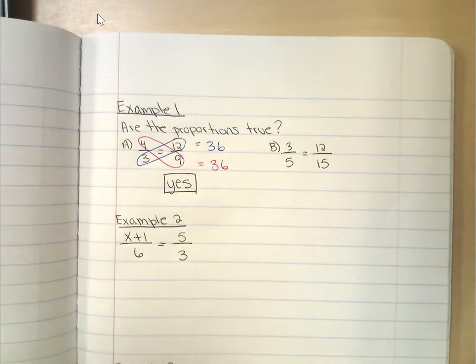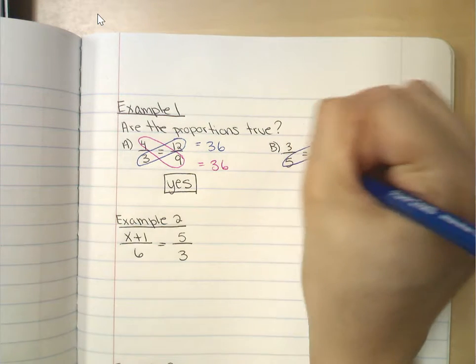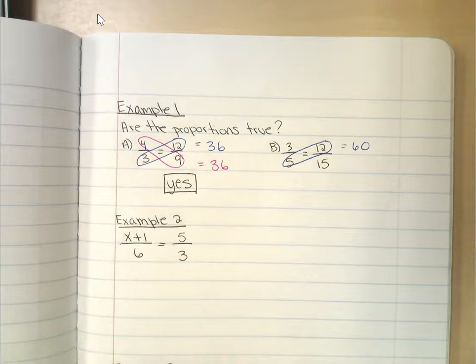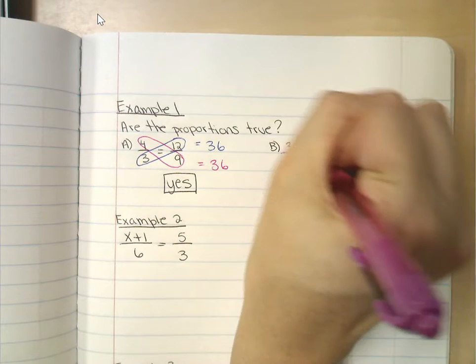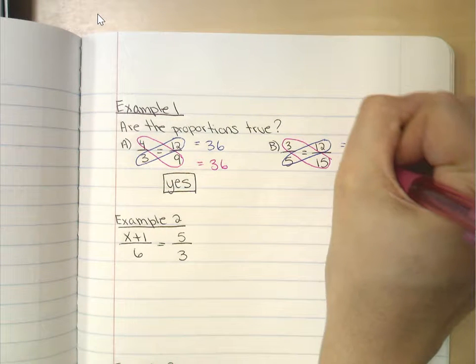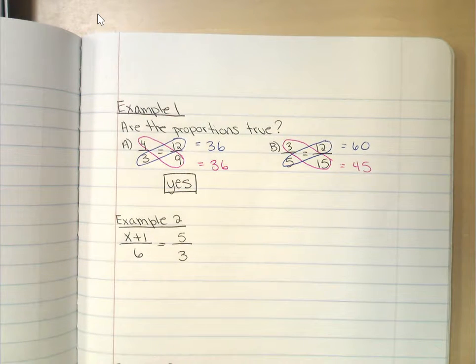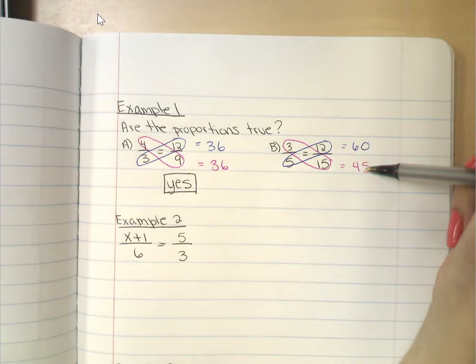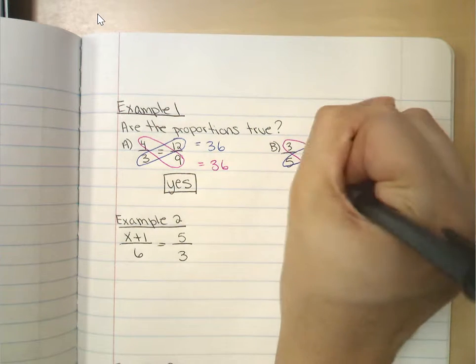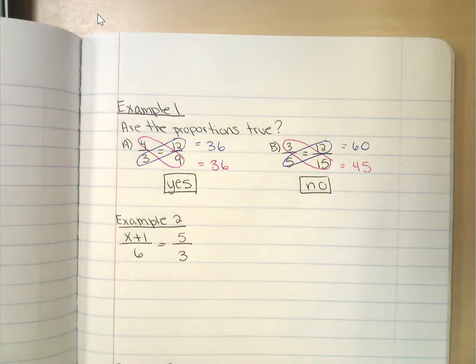And for the second one, I'm going to do the same thing. You just multiply diagonals. So 5 times 12, that's 60. And then 3 times 15, that gives me 45. Now they're not equal, so the proportion is not true. So I'm going to say no. So that's just what you do to check whether they're equal or not.